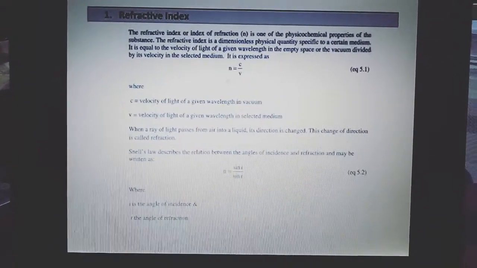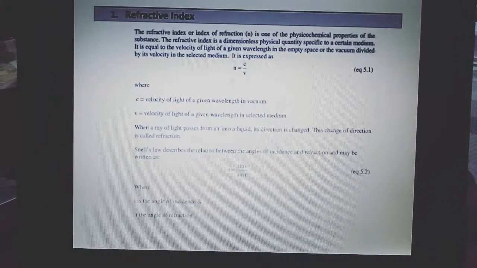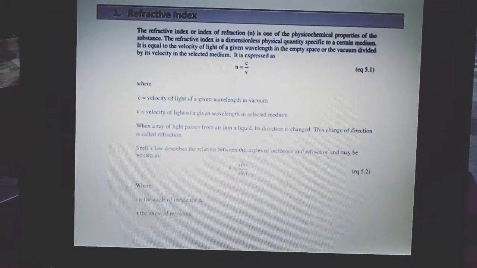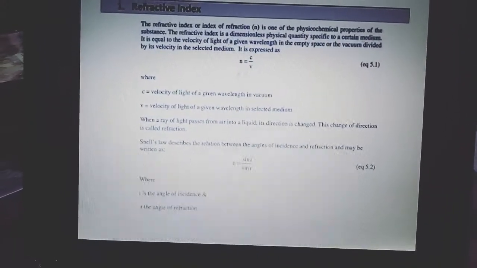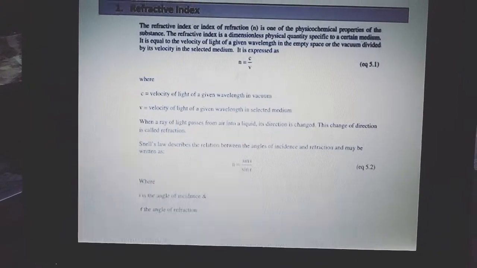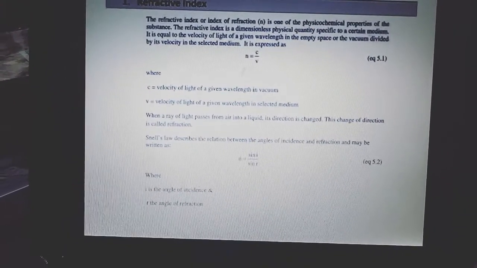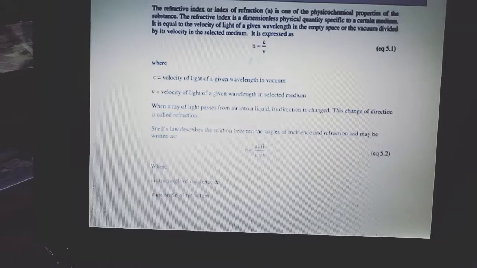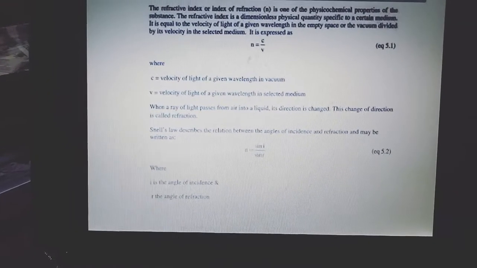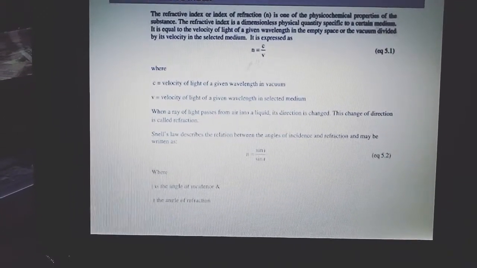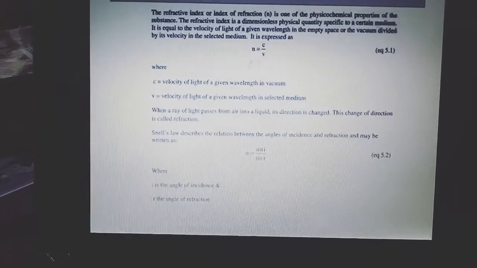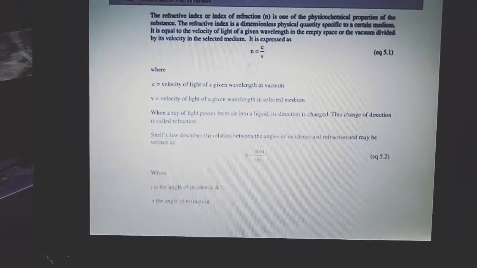The refractive index is the ratio of the velocity of light of a given wavelength in vacuum to the velocity of light of a given wavelength in the selected medium. It is denoted by n. n is equal to c upon v. When a ray of light passes from air into a liquid, its direction is changed, and the change in direction is called refraction.